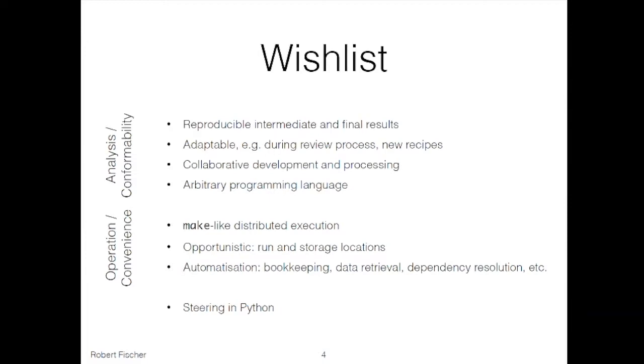So the second group here is about the operations, how you do the analysis, and it's mostly about convenience. So ideally, this should be like when you compile code, you write make, and all the dependencies are created or are built. And this should be done in a distributed fashion to cope with a large scale. It should be opportunistic, so we should be able to use different run and storage locations.